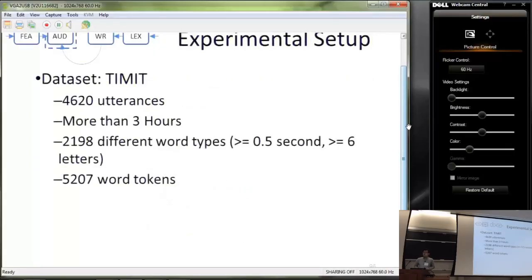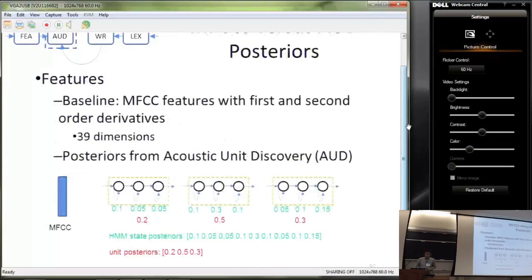For our experiment, we use the TIMIT dataset. There are in total 4,600 utterances that count for more than 3 hours. We select roughly 2,200 different word types. All the words selected are at least half a second long and contain at least 6 letters. There are in total 5,200 word tokens. We try 2 different types of features. The baseline feature is the MFCC with first and second order derivatives. There are in total 39 dimensions for the baseline MFCC features.